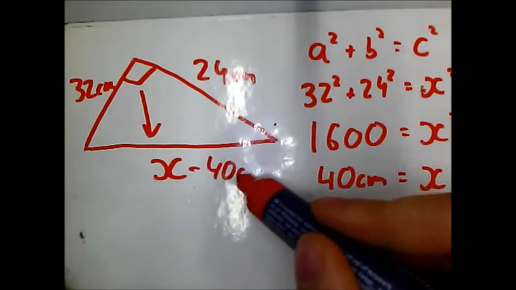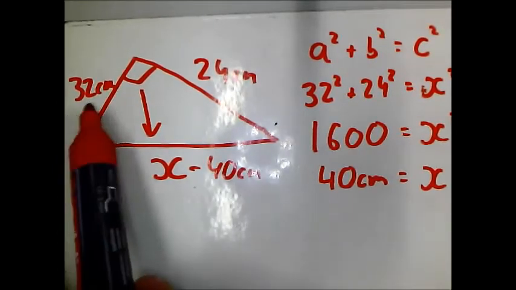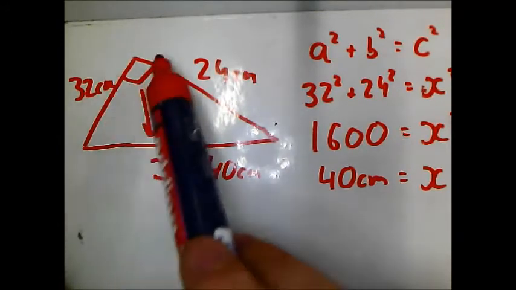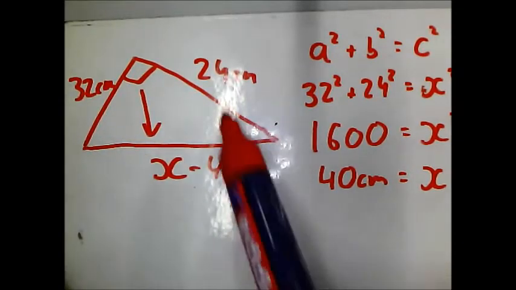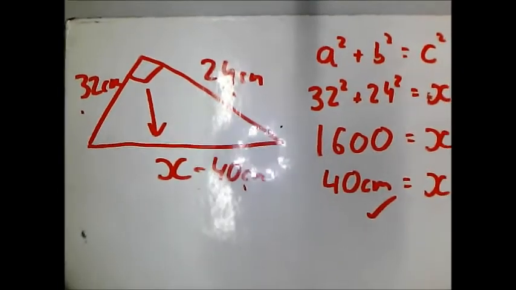So 32 plus 24 is bigger than 40. And the side opposite the right angle is the hypotenuse. This should be the longest side, and it is. So we can almost tick this answer ourselves. It looks sensible. Okay, let's look at section 2.